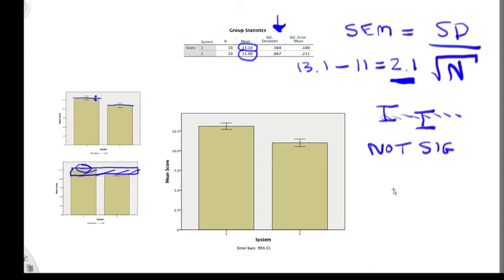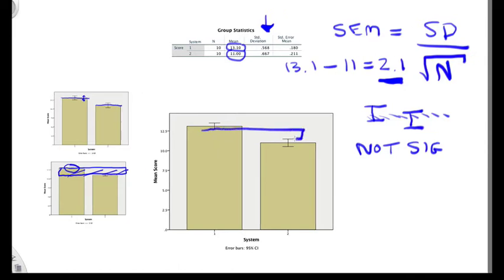In this case it's a critical t value, and what you'll notice about this particular distribution this time is that there is a gap between the two confidence intervals. And if there's a gap between the confidence intervals, that means there is a statistically significant difference. So the confidence interval has led us to conclude that there's a significant difference in this particular case between the means of the two systems.